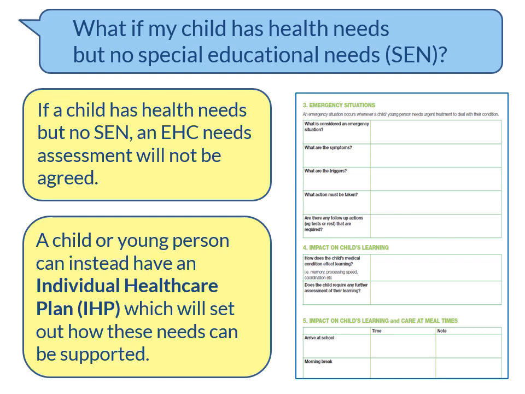The child or young person can instead have an individual healthcare plan, or IHP, which will set out how these needs can be supported. These are different to education, health and care plans. In this slide, we've included a screenshot of just one of the pages in an IHP template to give you an idea of the information they might include.